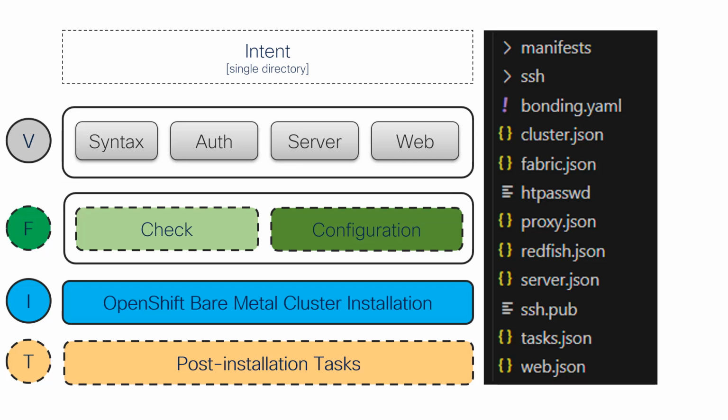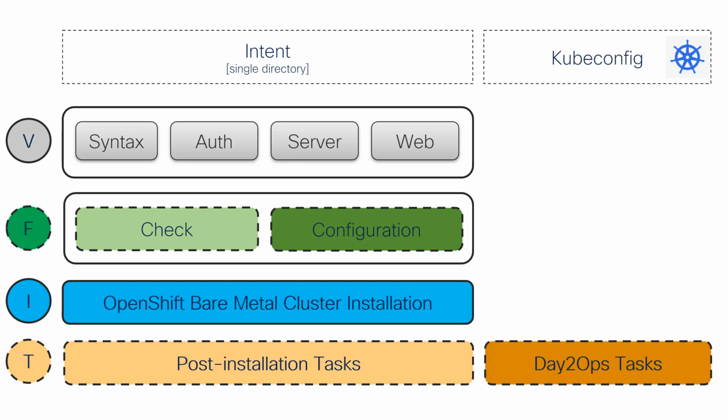Once the verification step is completed, the next optional step is for fabric checks or configuration. The next step is OpenShift bare metal cluster installation, followed by post-installation tasks. It is also possible to benefit from the iserver application in the context of data operations by just having the kubeconfig file for your Kubernetes cluster.